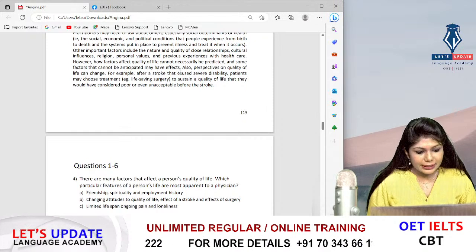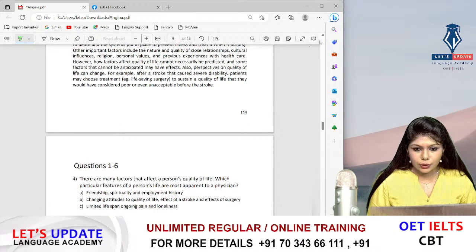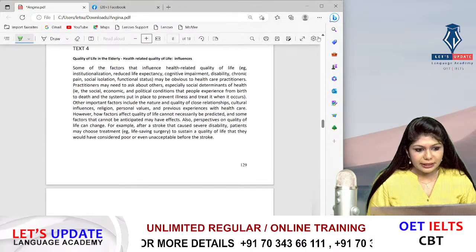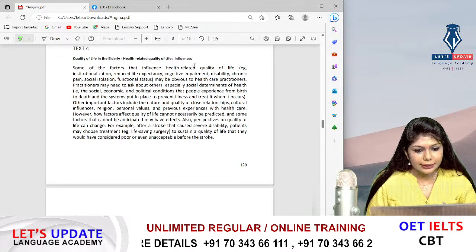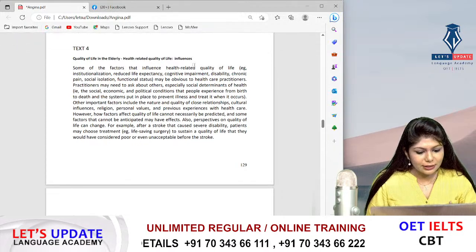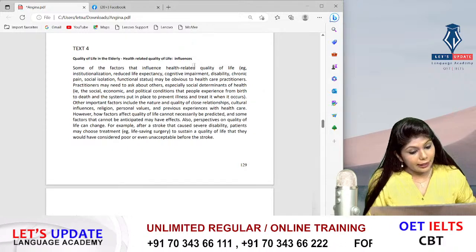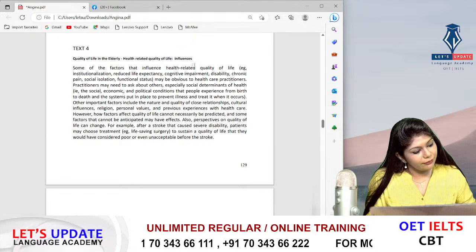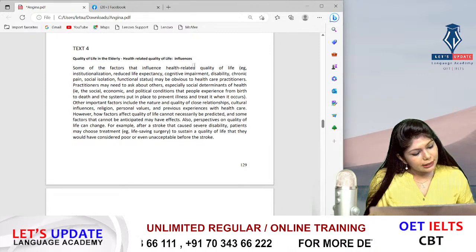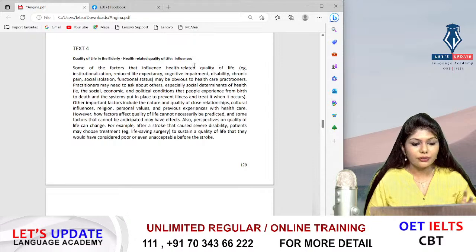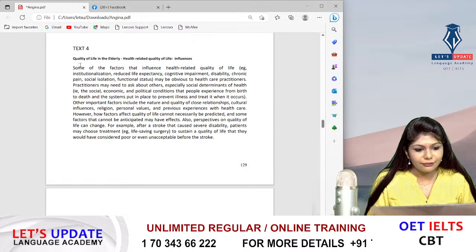So what do you think the answer is? Okay, so look at this. The beginning of the paragraph. Okay, what have they said? Some of the factors that influence health related quality of life. The question is about quality of life. Okay, so they are telling that there are many factors that affect a person's quality of life, right? And which particular features is most apparent about that? Okay, to a physician. So look at this. Some of the factors that influence health related quality of life.